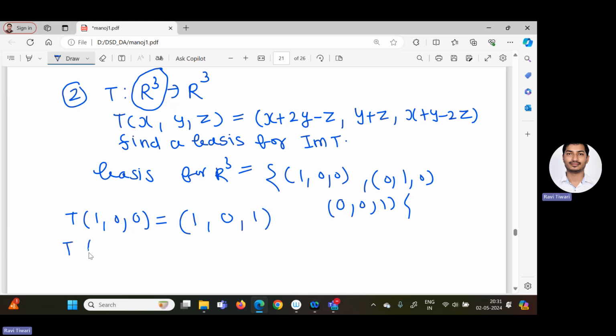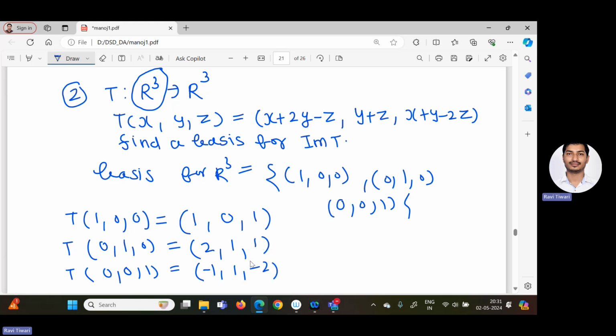Similarly, T of (0, 1, 0): now the y component is 1 and the x and z components are 0. So we get 2, 1, and 1. Similarly, what will be T of (0, 0, 1)? The x component is 0, the y component is 0, and the z component is 1. So we get -1, 1, and -2.